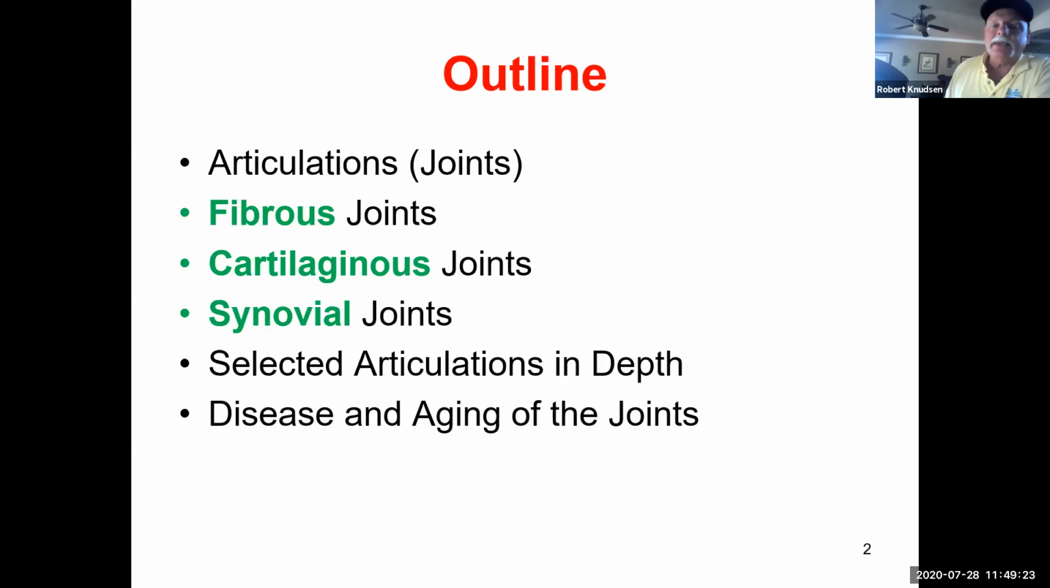Disease and aging of joints. Remember I said whenever we have a system, aging is always contained in it. Now, aging is medical. Disease is medical. We are learning about how things are supposed to be when things are normal.